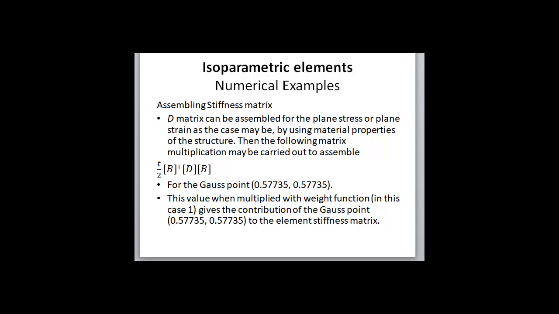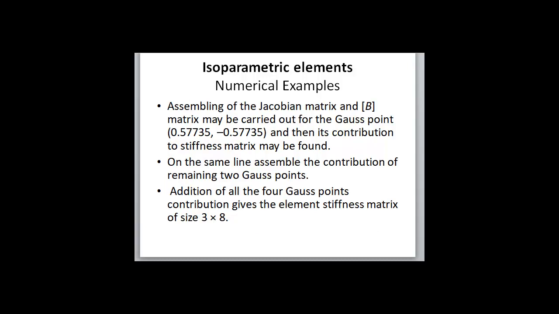Since this example is to show how the stiffness matrix for this isoparametric element is found, the material matrix D can be assembled for plane stress or plane strain as the case may be, by using the material properties of the structure, and the following matrix multiplication may be carried out. So by using this relationship, T by 2 B transpose D B, where B is the strain displacement matrix and D is the material matrix, with the use of Gaussian points we can find the element stiffness matrix of size 8 by 8.